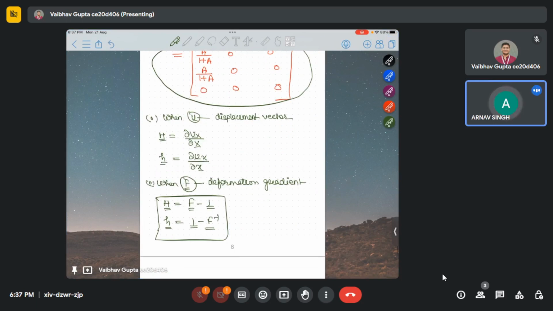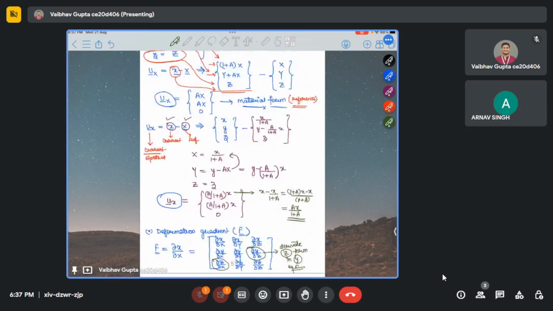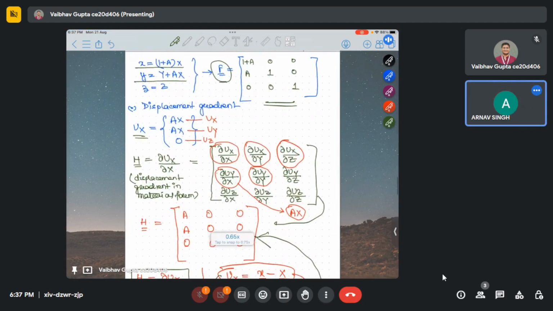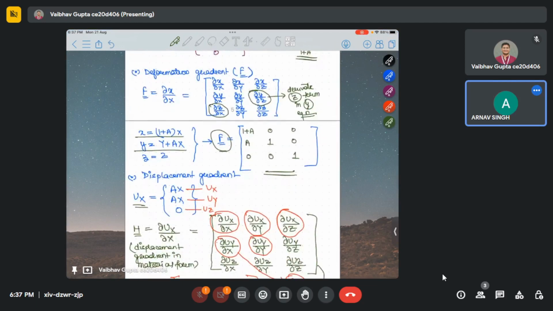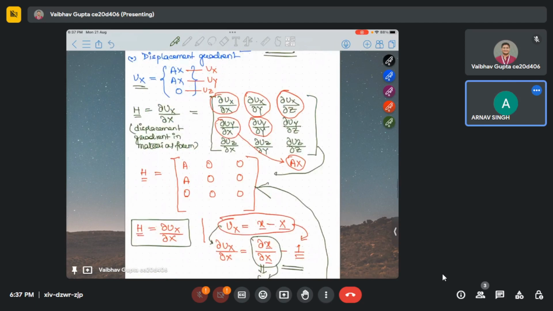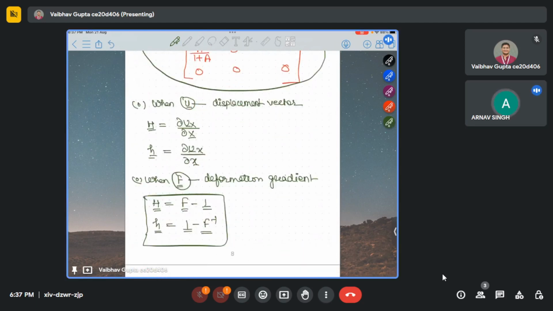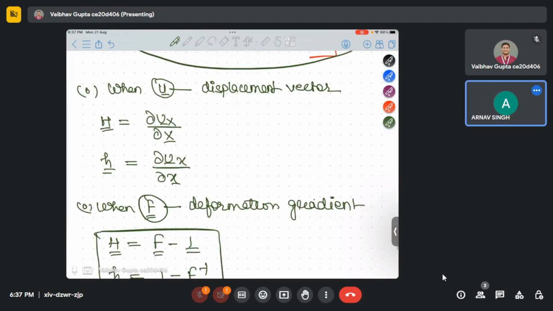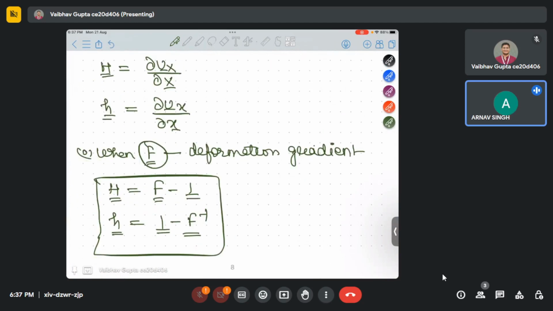Please scroll the slide up a little. Yes, this slide. Sir, not that one, the formula with F inverse and h, that formula I had to write. This is F. Not this, sir, the one below. The last one? Yes, a little up. Yes sir, when F is the deformation gradient, H is equal to F minus 1. Here 1 means identity matrix, so don't simply put minus 1. Okay, thank you, sir.